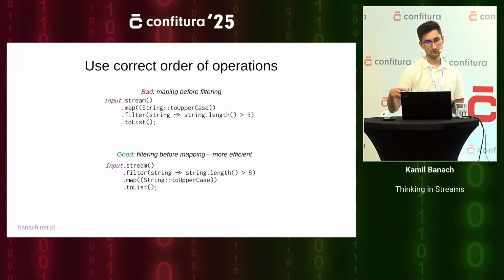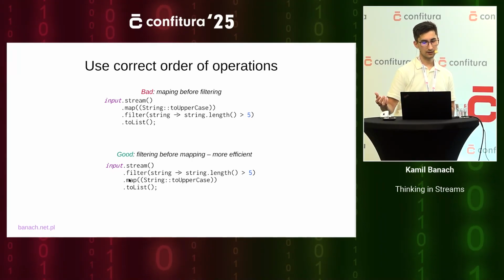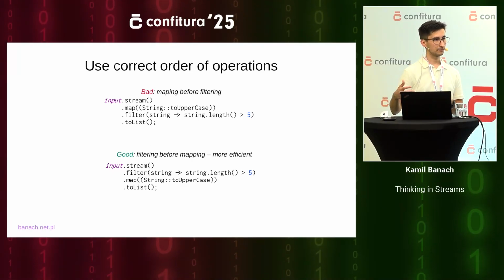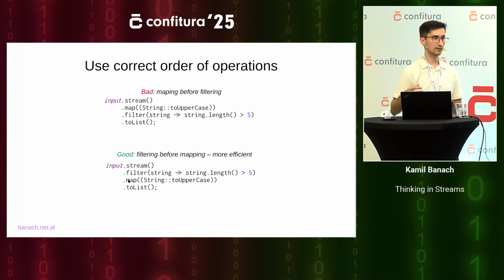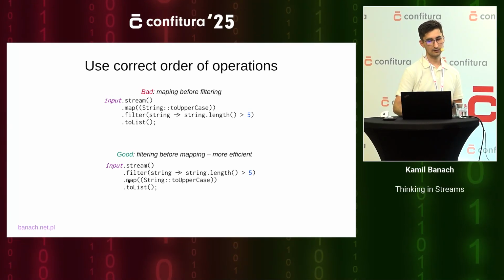And the second one will first filter by length, so in the next step, in the map, we only have the strings that have a length of more than 5 letters.